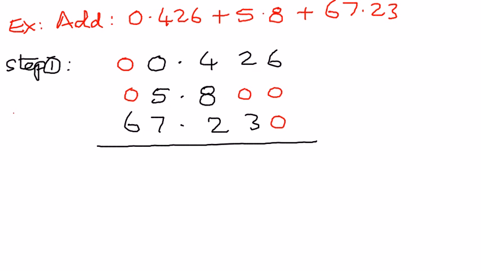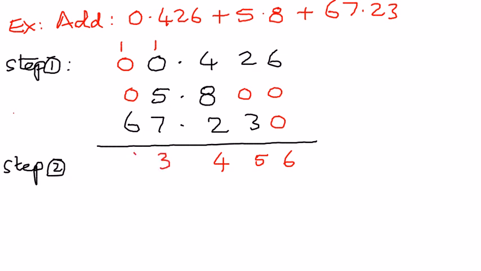In step 2, we're going to add the numbers in each column as if we are adding whole numbers. So I'll write this in black ink. Step 2, we're going to add as if we are adding whole numbers. 6 plus 0 is 6, 2 plus 3 is 5, 4 plus 8 plus 2 is 14. We carry 1 and then write the 4 there, and then 5 plus 1 is 6, 6 plus 7 is 13, so carry 1 and then bring the 3 there.